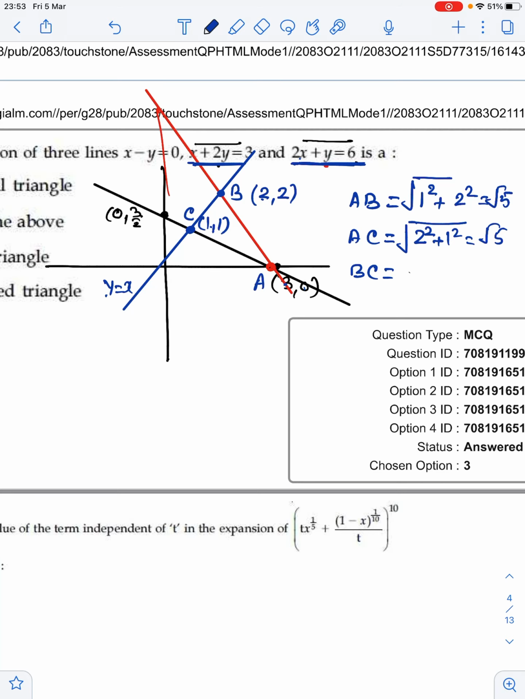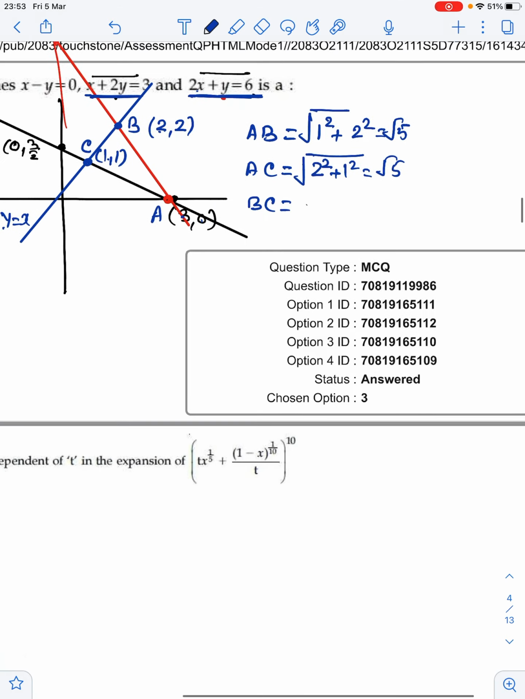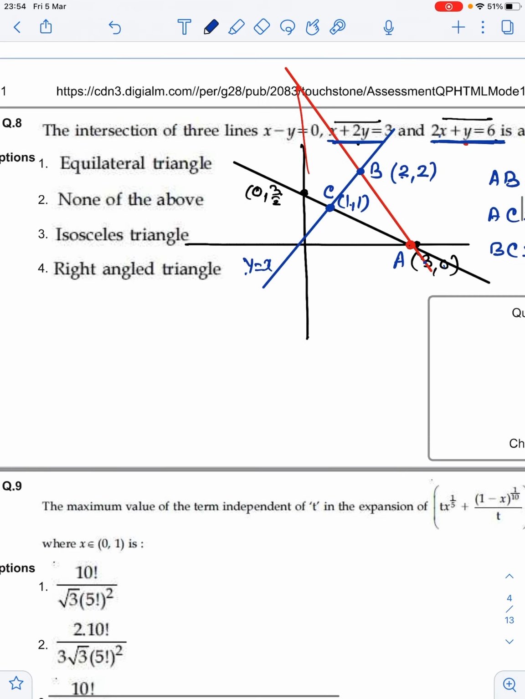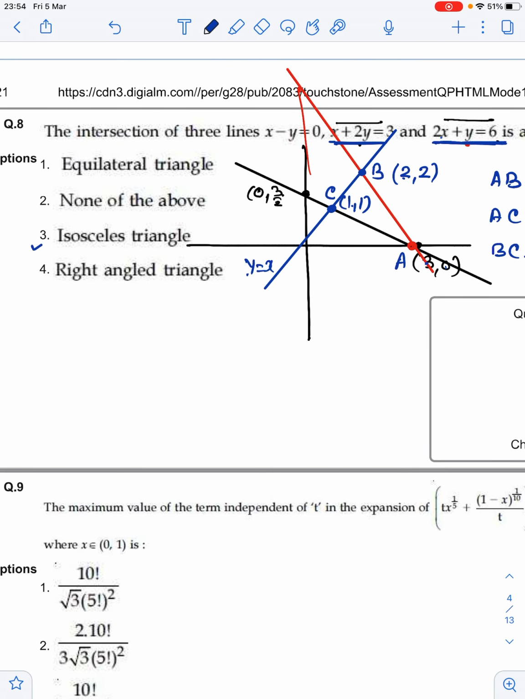Now let us check BC, because one equilateral triangle option is also there. BC is root of (2 minus 1) square plus (2 minus 1) square, which means root 2. So obviously the clear option is the isosceles triangle.